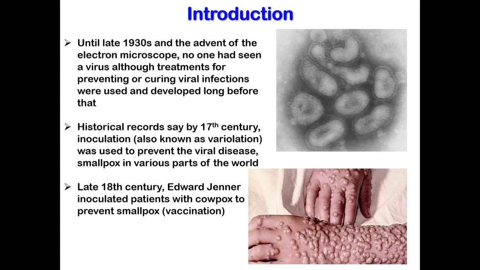Then, in the late 18th century, Edward Jenner realized that milkmaids who had caught cowpox from their cows did not show symptoms of smallpox after variolation. And Edward Jenner then started inoculating patients with cowpox to prevent smallpox. And this was the first vaccine to be developed against a contagious disease. In fact, the word vaccine comes from the Latin word vacca for cow. And smallpox has actually been eradicated since 1980 due to vaccination.